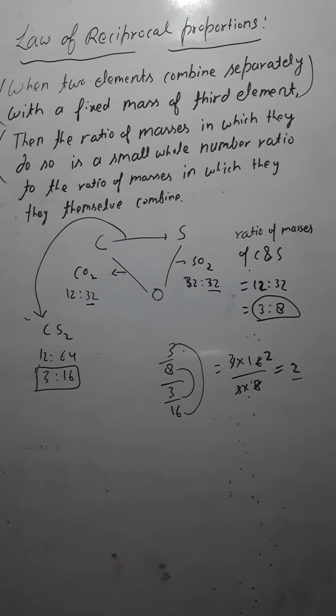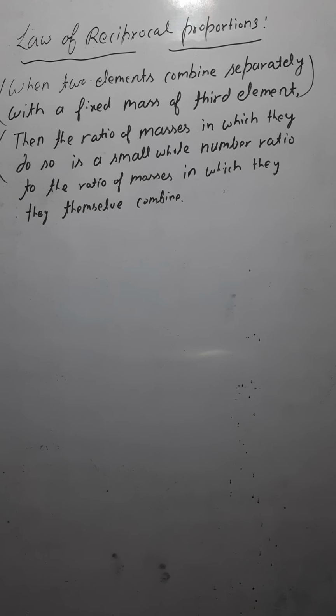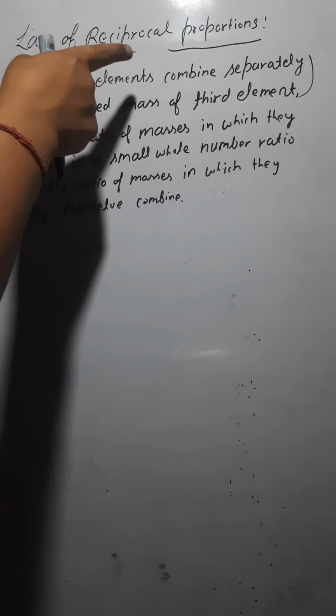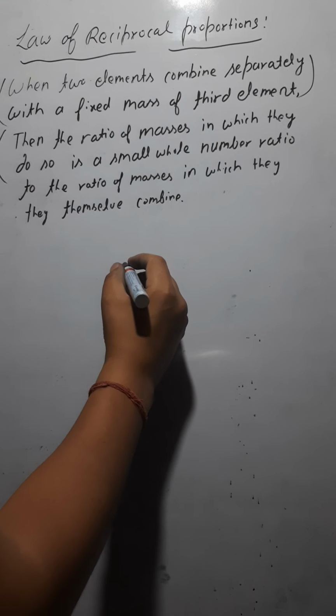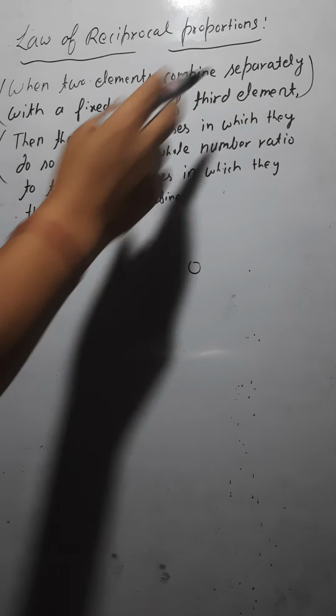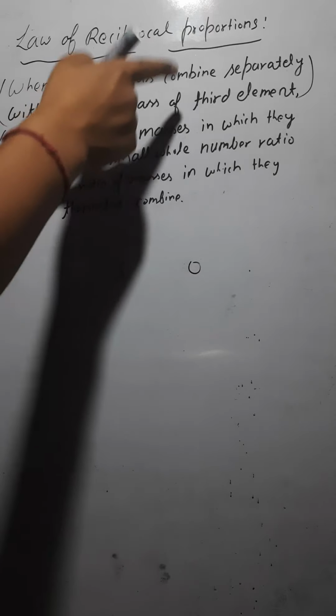Okay, let me give you one more example. Before this, you note it down. Let me erase this then. Now let's discuss another example here. When two elements, let's say two elements such as sulfur and oxygen, combine separately with a fixed mass of third element.